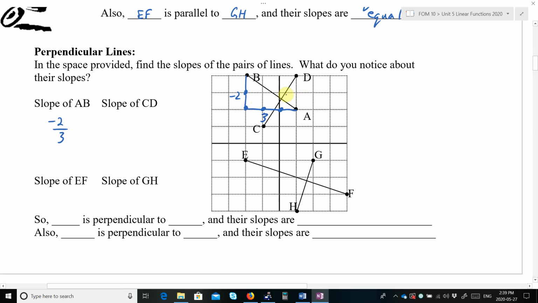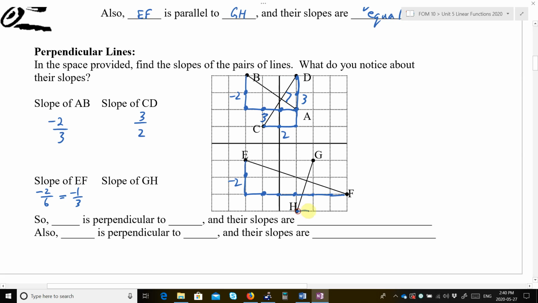And the slope of CD, okay, so these two lines are perpendicular, meaning they meet at a 90-degree angle. You can see the run is 2, and the rise is 1, 2, 3. So the rise is 3, and the run is 2. Okay, how about EF? The rise is 2 down. The run is 1, 2, 3, 4, 5, 6. So the slope of EF is negative 2 over 6, which is negative 1 over 3.